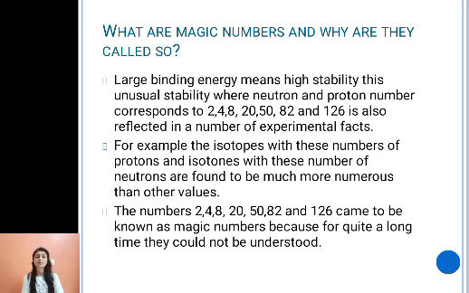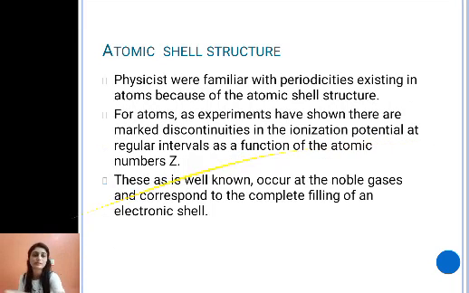The numbers 2, 4, 8, 20, 50, 82, and 126 came to be known as magic numbers because for quite a long time they could not be understood. Physicists were not able to figure out why at these particular numbers they were getting some other kind of result. That is how they named them magic numbers.